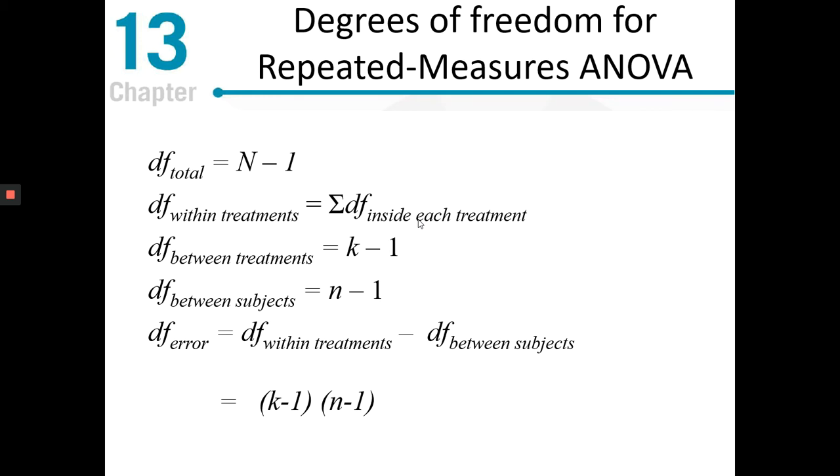Between treatments is the same, so it's k minus 1. So 3 colors, 3 minus 1, 2 degrees of freedom between treatments. In the real world, this can vary. In this class, it's always going to be 2 because I don't want to make you do a lot of extra work when there are more than 3 treatments. 3 levels is enough to calculate. And so we're always going to have 3 minus 1. So it's going to be 2 for us all the time in this class, in homeworks and on the exam.